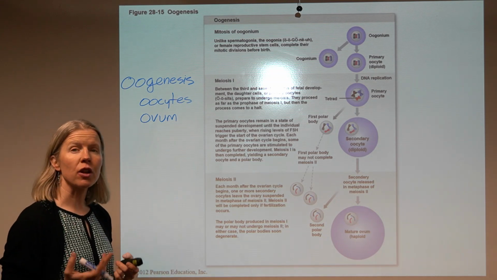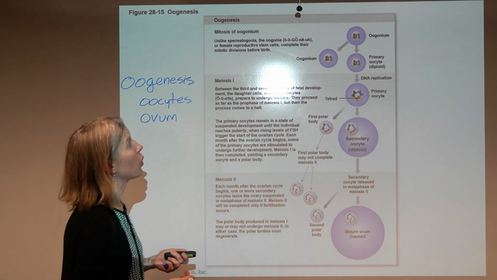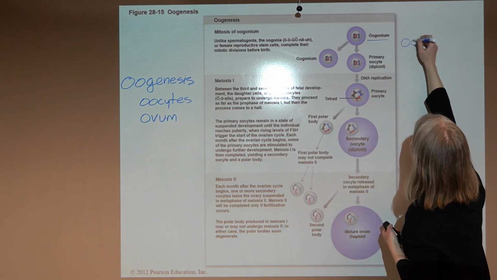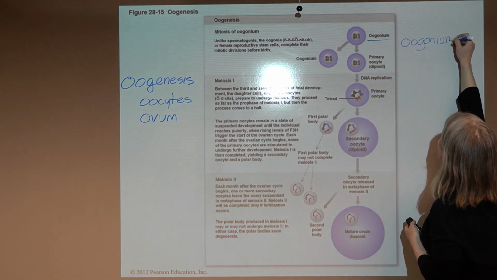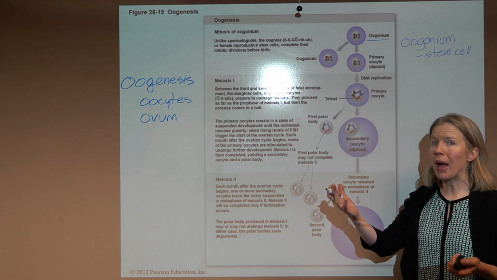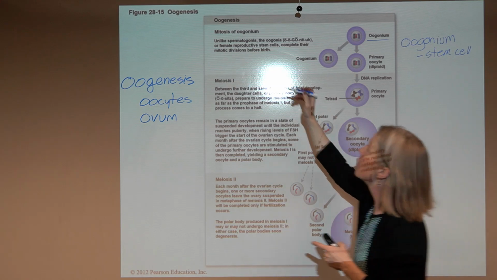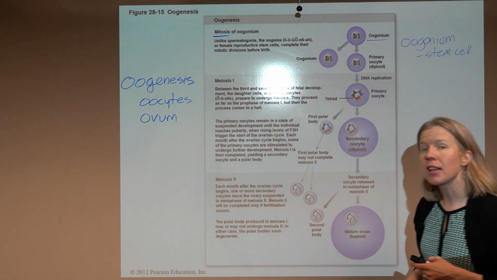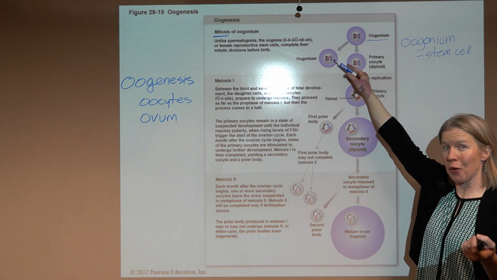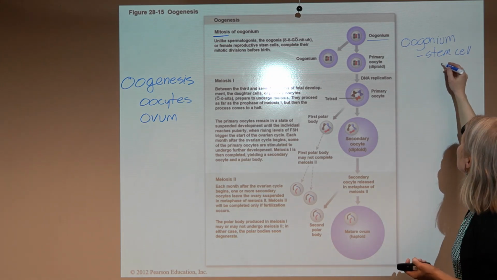But oogenesis shares a lot of similarities with spermatogenesis. So we can move through this maybe a little bit more quickly. At the beginning of oogenesis, we start with an oogonium. This is the stem cell, just like the spermatogonia. It is going to be in the ovary doing mitosis, cellular division. One of the daughter cells stays behind as another oogonium, and the other becomes what's called a primary oocyte.